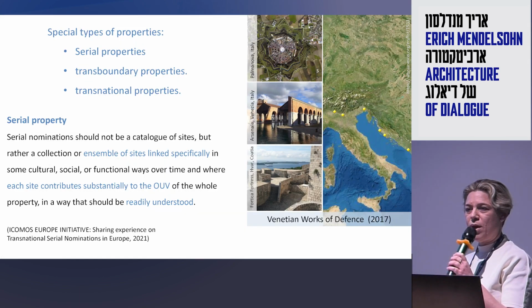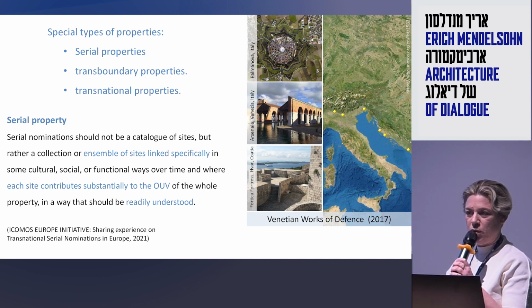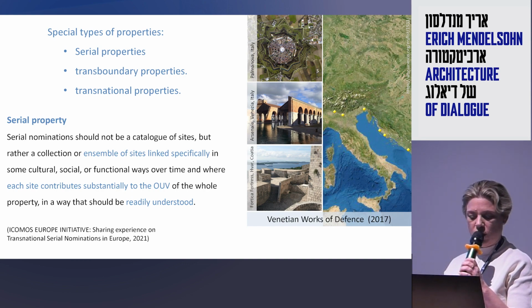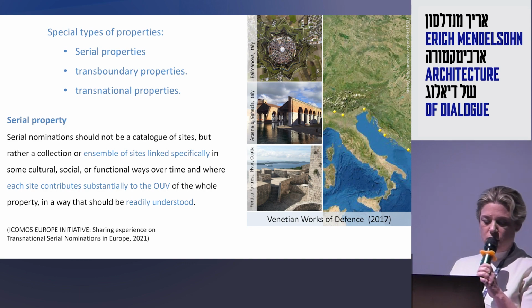Now, properties inscribed on the World Heritage List are typically single land areas located within the borders of a single state party. But this presentation will discuss special types of properties which are mentioned here: serial, transboundary, and transnational properties. So first, let us refresh the terms.